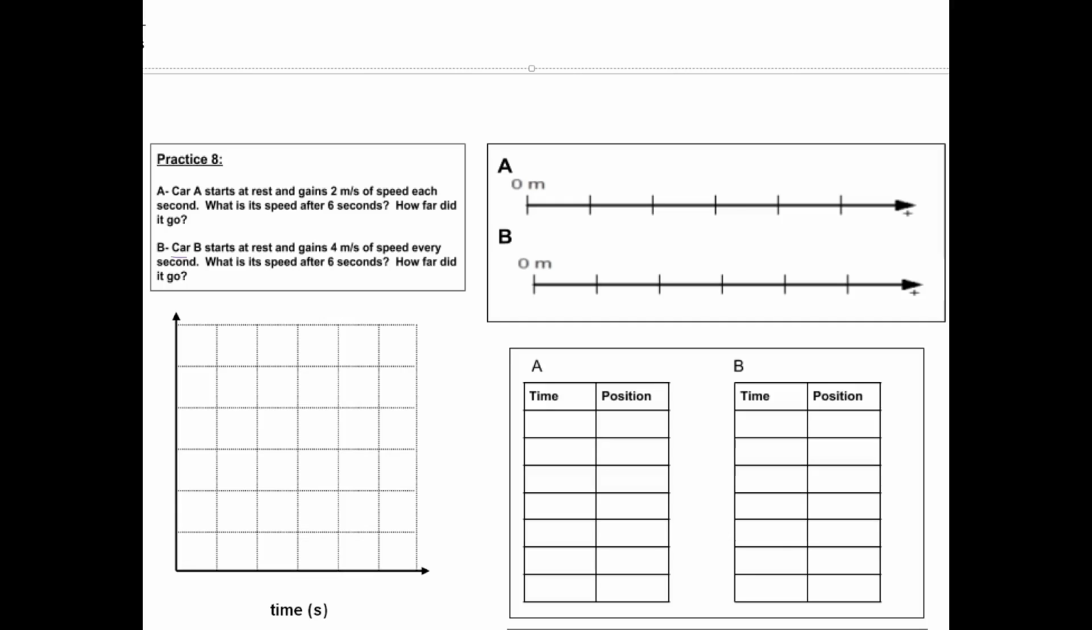Alright, so this is how to do practice 8 in our acceleration packets. We're starting at rest, so that means our initial velocity is going to be 0 meters per second. When it says it gains 2 meters per second, that means for every second, the speed increases by 2 meters per second. And then right here, 6 seconds is going to be our delta time.